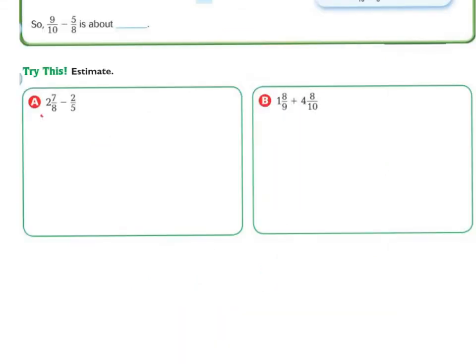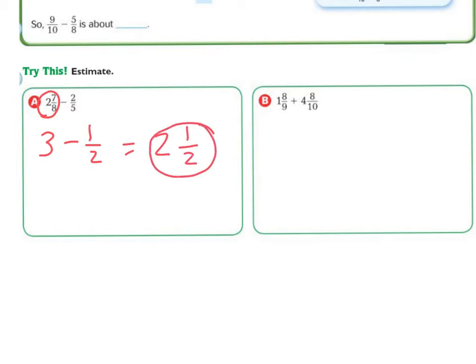All right, so let's look at this. 2 and 7/8. Well, again, going back to the logic we used before, 7 and 8 are really close in numbers, so I could probably round that up to a 1. So 2 plus 1 is 3, so I'm going to round 2 and 7/8 to 3, minus 2/5. Well, 2/5 is really not close to the whole. When you're looking at it on the number line, it's pretty close to the half, so I would round that to a half. And 3 minus a half is 2.5.